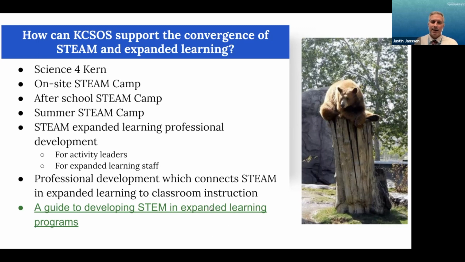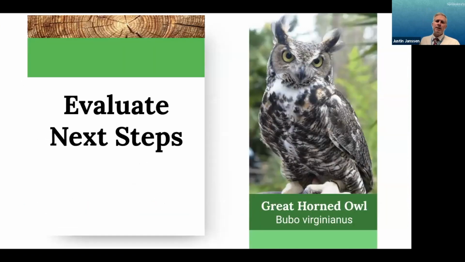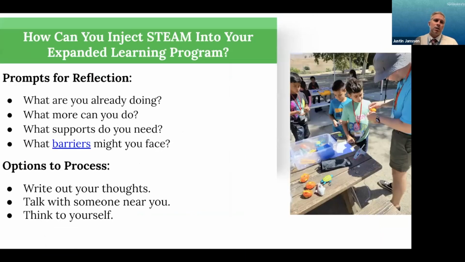You'll also see a guide to developing STEM, which is a hyperlink that could give you more information. So with any great 5E lesson, we're going to lead into the evaluate, where we are at and where we can go together. Here are a few prompts for your reflection. And again, if you're watching this with your team, you can pause right now and discuss, or just think to yourself: what are you already doing with your STEAM and expanded learning? What more can be done? How can we at KCSOS support you in those needs? And how can we help you overcome any of those barriers that you may face?